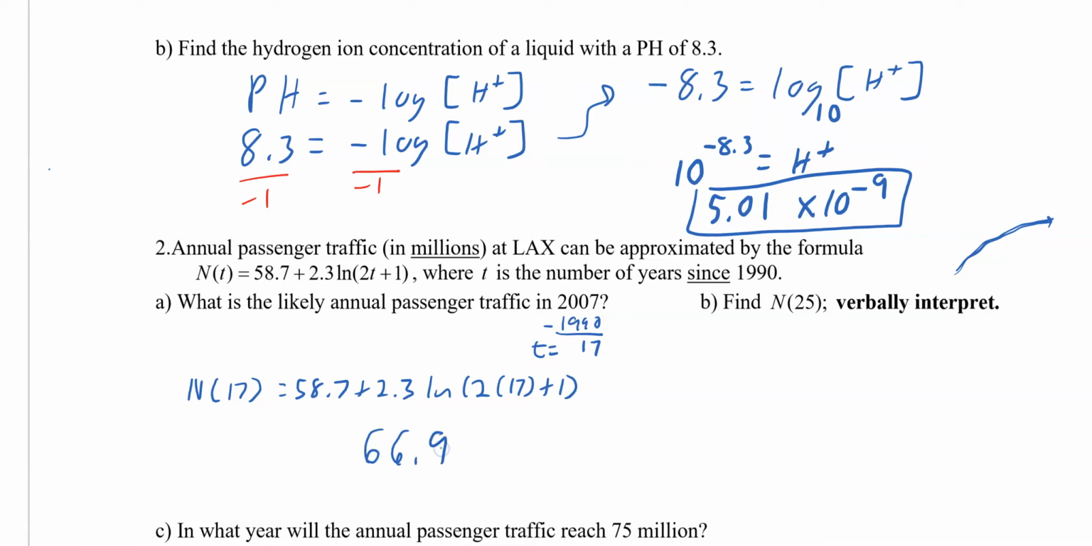Now, obviously, it's not going to be 66.9 people for annual passenger traffic from LAX. So it's in millions. That's what we were given. So it states right there that the passenger traffic is in millions.